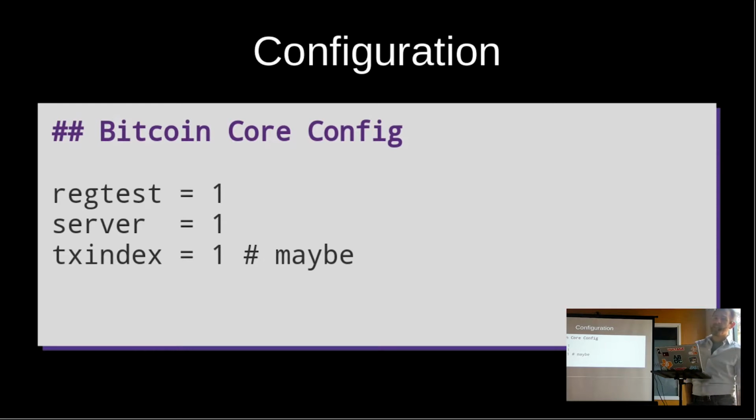But if you have TX index equals 1, then your Bitcoin Core node will index all transactions on the blockchain, even ones that you're not directly enrolled in with your wallet. The reason why I put maybe is some people have had trouble with this setting, where they would set TX index equals 1, and then their computer would crash or Bitcoin would refuse to run. So if, for whatever reason, your computer does not like running with TX index equals 1, then you can disable it. It's not entirely necessary, but it is nice to have.